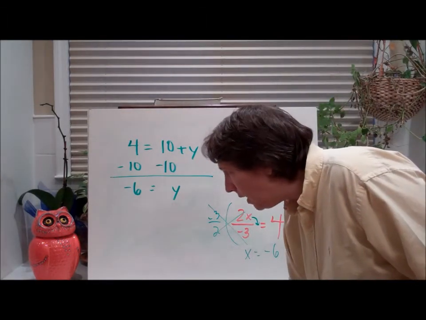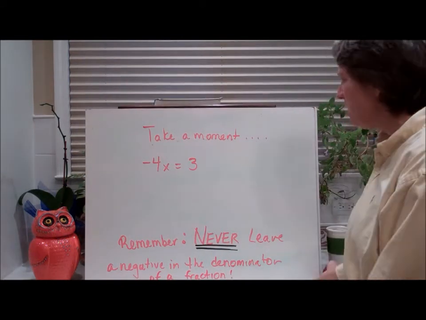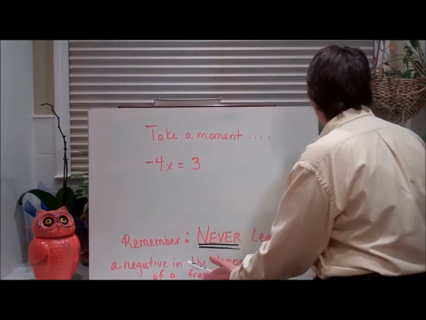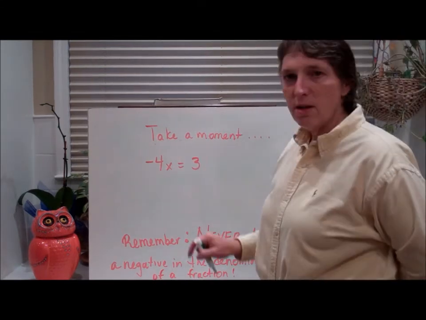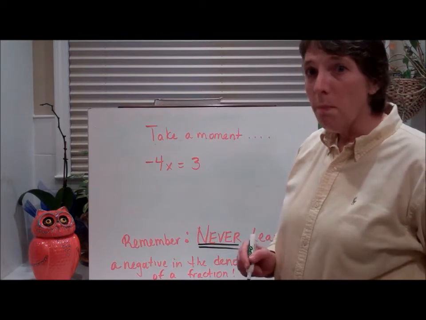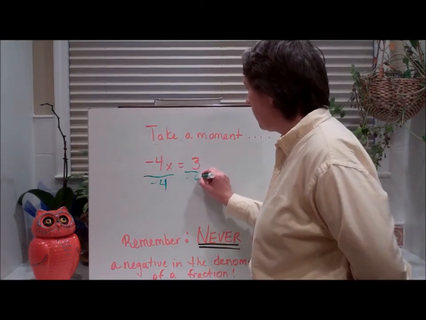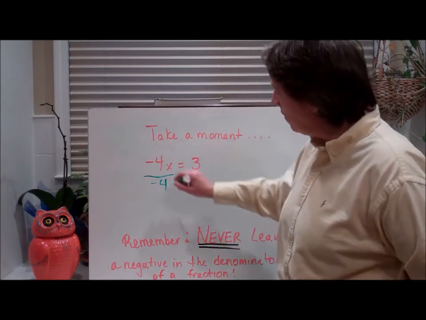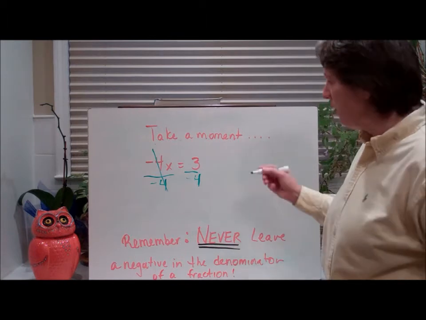Now take a moment and let's go back and talk about that negative in the denominator. Let's solve this problem. It's a major mistake for many students. We're going to divide both sides by -4, because we're multiplying by -4 and we're going to use the inverse operation. Watch what happens. This cancels.